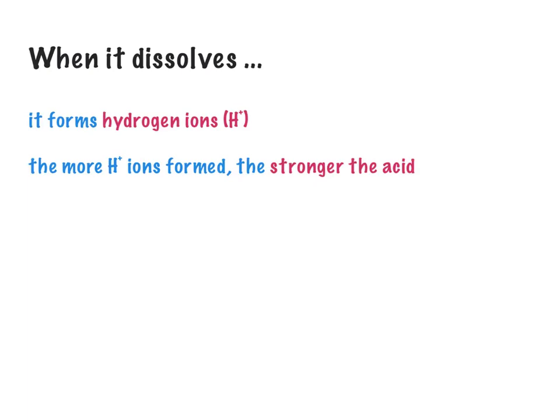So obviously, the more hydrogen ions that an acid is able to form, then we could say it is stronger. Now, strength is used in a very specific way in terms of acids, and it talks about the number of hydrogen ions formed. You will also be given another term called concentration, which tells us how much acid is there and how much water has been added to the acid, or if it's been diluted.